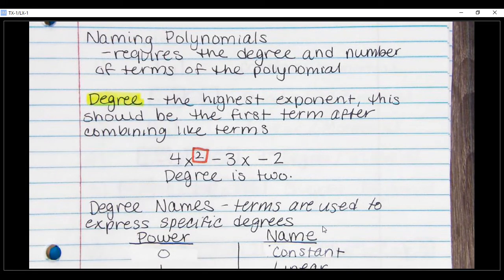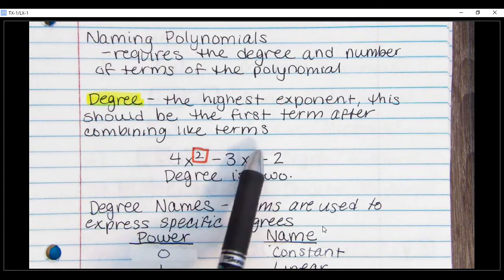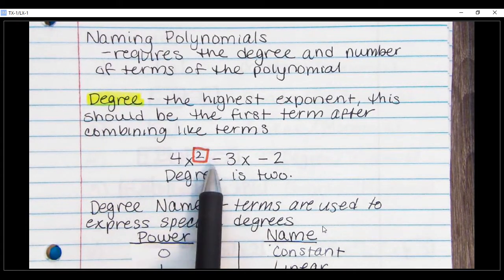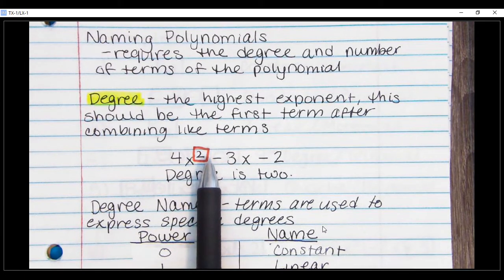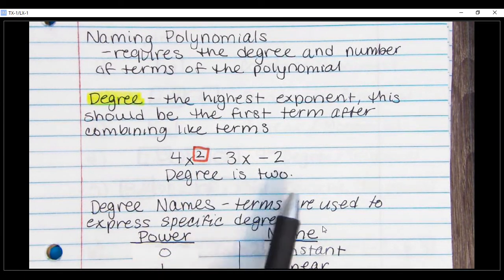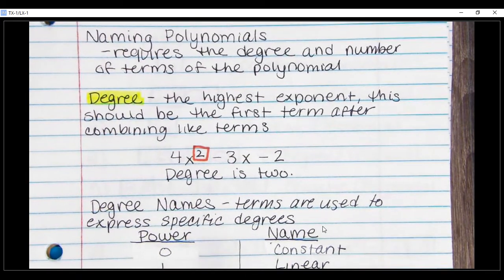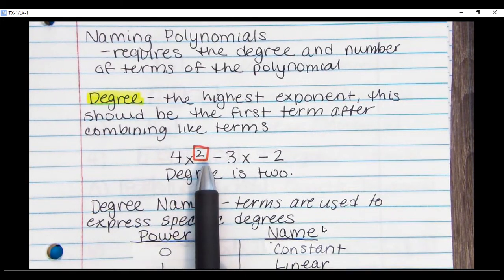So degree is the highest exponent. This should be the first term after combining like terms. So I have a polynomial right here. My highest degree, that biggest degree, is going to be that second power. So this is our example of last time. This degree is 2. So what we do is we find what that number is, and then we put a name to it.